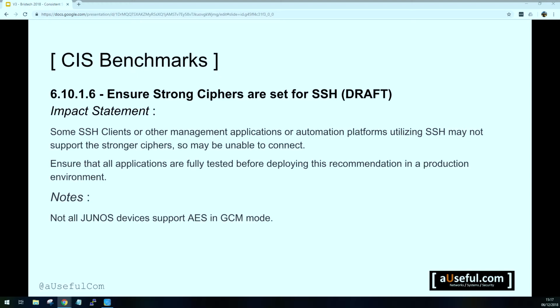As I said, in most cases, a recommendation is also going to include an impact statement, which is going to warn you of any potential impact on your other systems that we've seen by applying this. In this case, if you've got old SSH clients, you might cut yourself off because they don't support the right ciphers. And again, we have some notes, which in this case are just going to expand on the fact that AES in GCM isn't universally supported at the moment. Sometimes in the notes, we'll have some minor impacts as well.